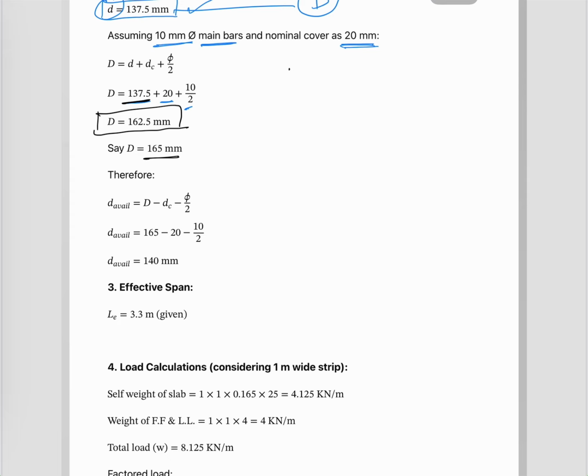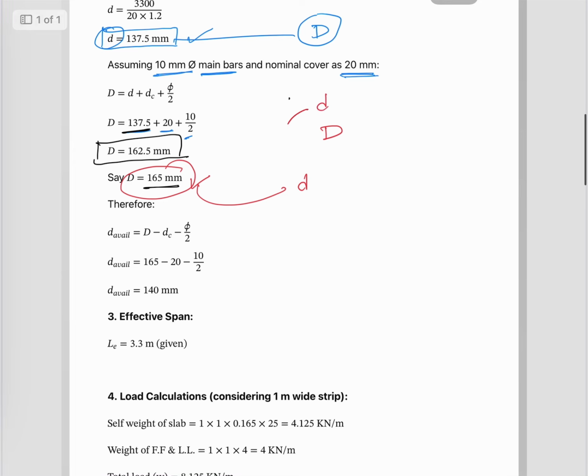So from this, we now got the total depth. Now from this we need to calculate small d. You understand? So we have a capital D. First we calculate the small d, then from that we calculate capital D. Now again from this we need to calculate small d, which is calculated by capital D minus clear cover minus 10 by 2. Same process we have to do. So this figure will change and this will come to this figure.